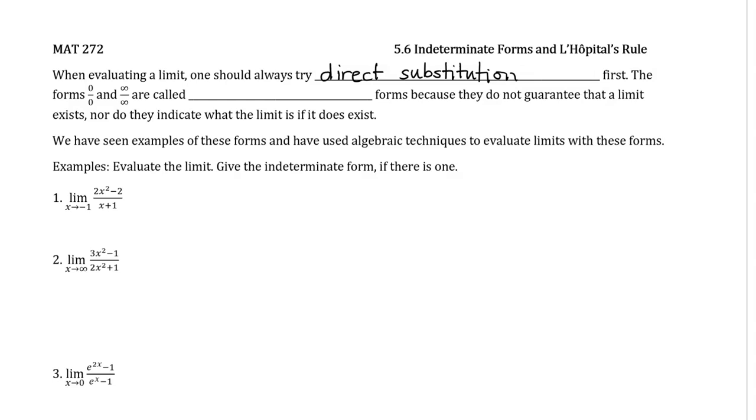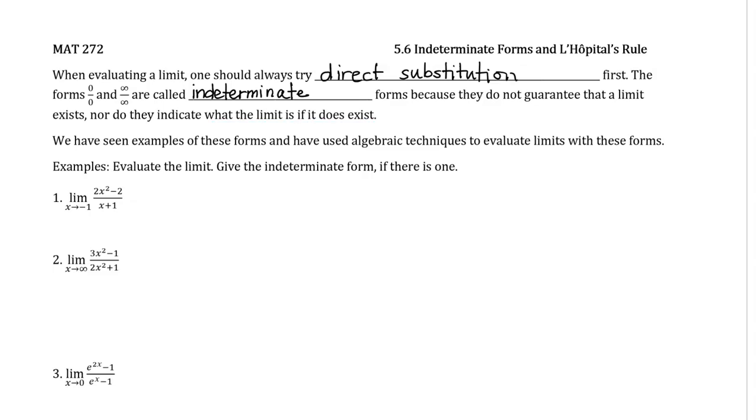However, if we run into an expression such as 0 over 0 or infinity over infinity, we have landed at an indeterminate form. And these are indeterminate forms because we are not able to determine anything about that limit. If we get 0 over 0 or infinity over infinity, it doesn't tell us that the limit exists. It doesn't tell us that the limit does not exist. And if the limit does exist, it doesn't tell us what the limit is.